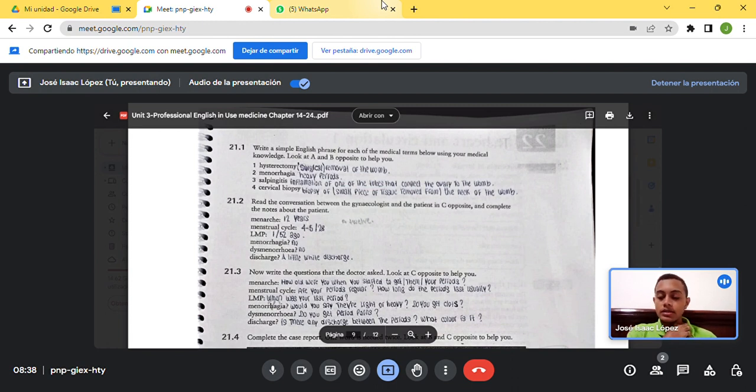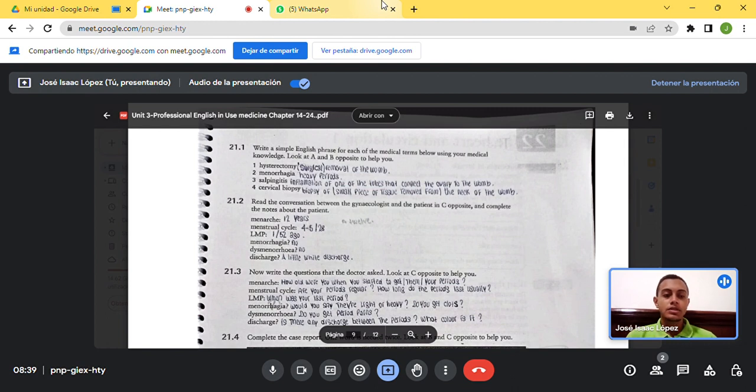Next is exercise 21.3. It says, now write the questions that the doctor asked. Look at C opposite to help. Menarche is number 1. How old were you when you started to get your periods? O sea, ¿qué edad tenías cuando tú comenzaste a tener los primeros periodos?